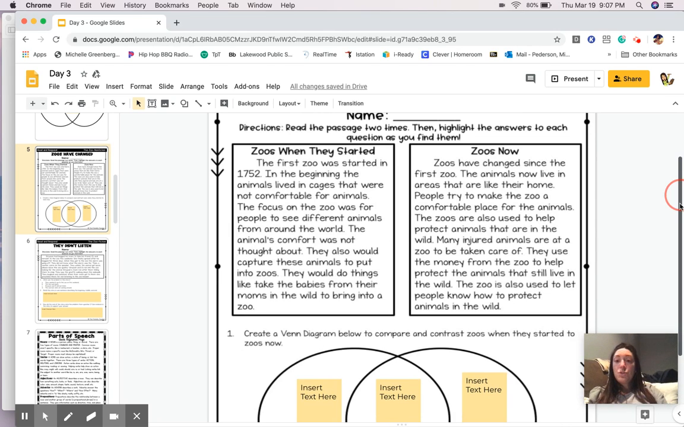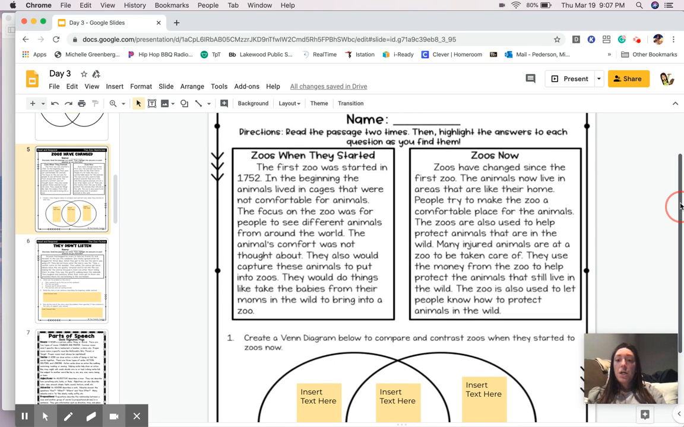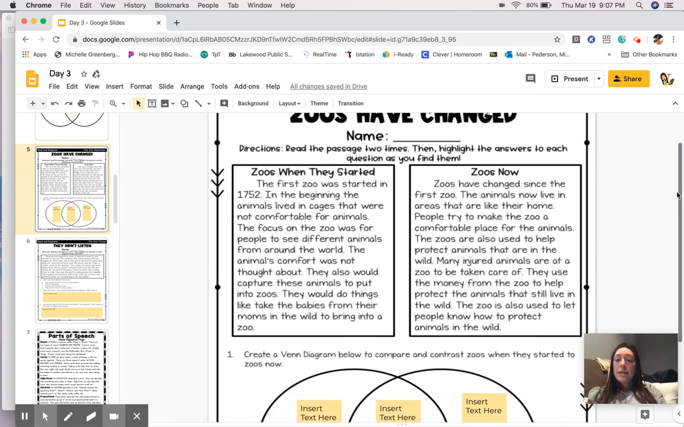Now, I have how zoos are now. That's what I'm going to read next. Zoos have changed since the first zoo. The animals now live in areas that are like their home. People try to make the zoo a comfortable place for the animals. The zoos are also used to help protect animals that are in the wild. Many injured animals are at a zoo to be taken care of. They use the money from the zoo to help protect the animals that still live in the wild. The zoo is also used to let people know how to protect animals in the wild.